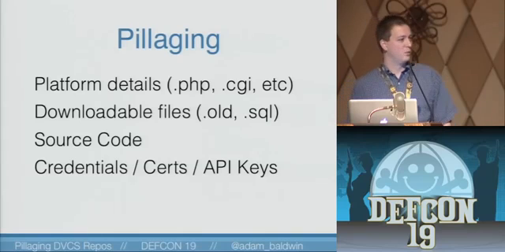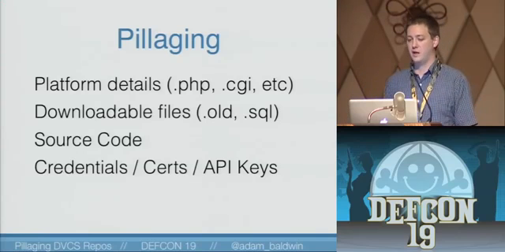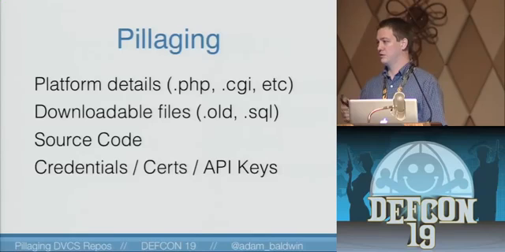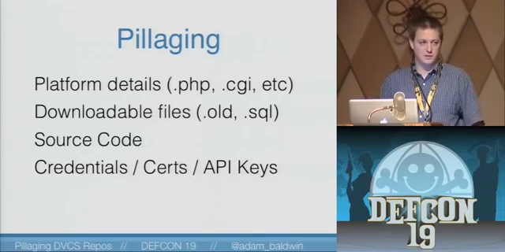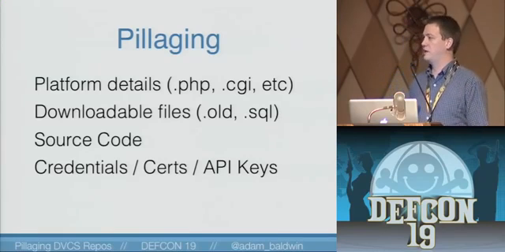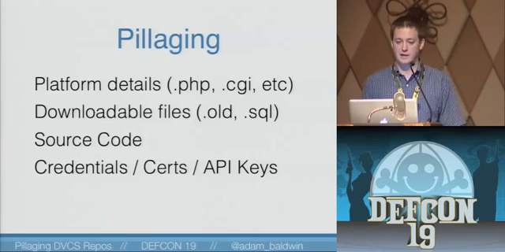So pillaging. Once we have our information, what kinds of things are we looking for? What are we going to find? Well, easy enough, we're going to find platform details. We're going to find if there's backup files, if there's SQL dumps in there, if there's source code. It's a web app, right? That's what it's going to be. Credentials, certs, API keys, just to get you started thinking.